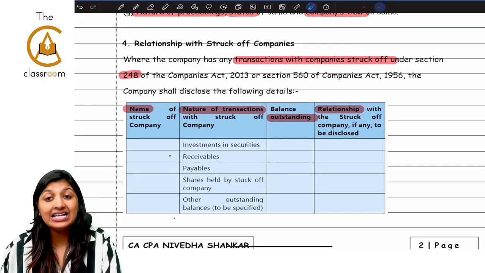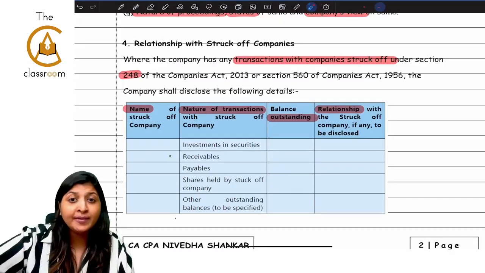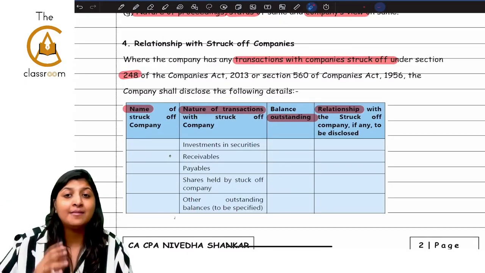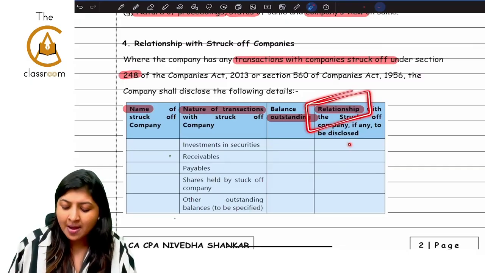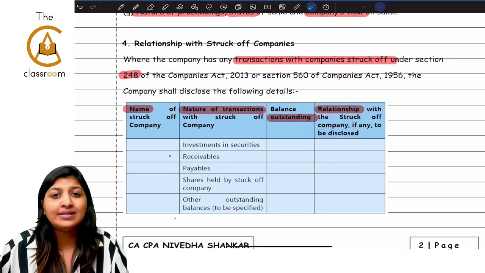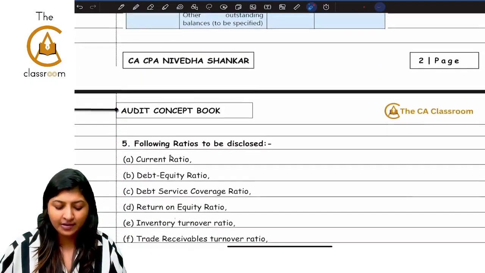What is the balance outstanding, and is there any relationship? That struck off company is my subsidiary company, it is my holding company, it is my associate, it is my joint venture. Like that, if you have any relationship, please mention that also separately. This is the fourth one, relationship with struck off company.